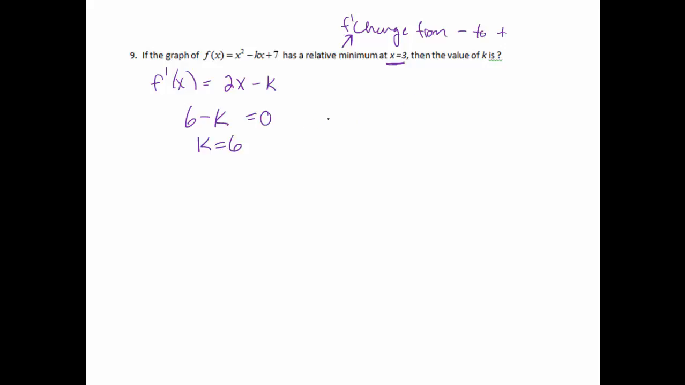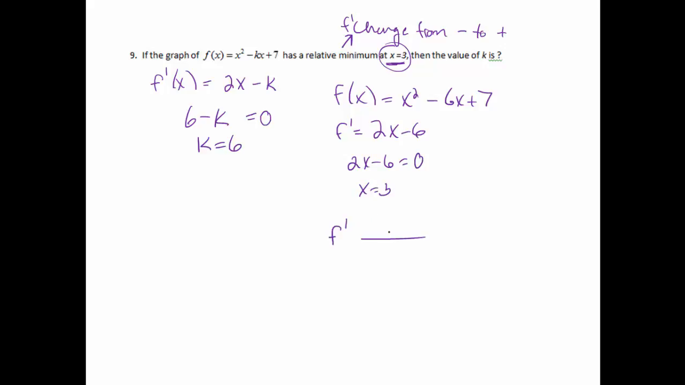So let's just double check if I put that in there. Let's make sure that it does have a relative minimum at x equals 3. So if I have f of x is equal to x squared minus 6x plus 7, the derivative would be 2x minus 6. If I set that equal to 0, yes, it does have a critical value at x equals 3. So if I made an f prime chart, if I plugged 0 into the derivative, I'm going to get a negative number. If I plugged 4 into the derivative, I'm going to get a positive number.